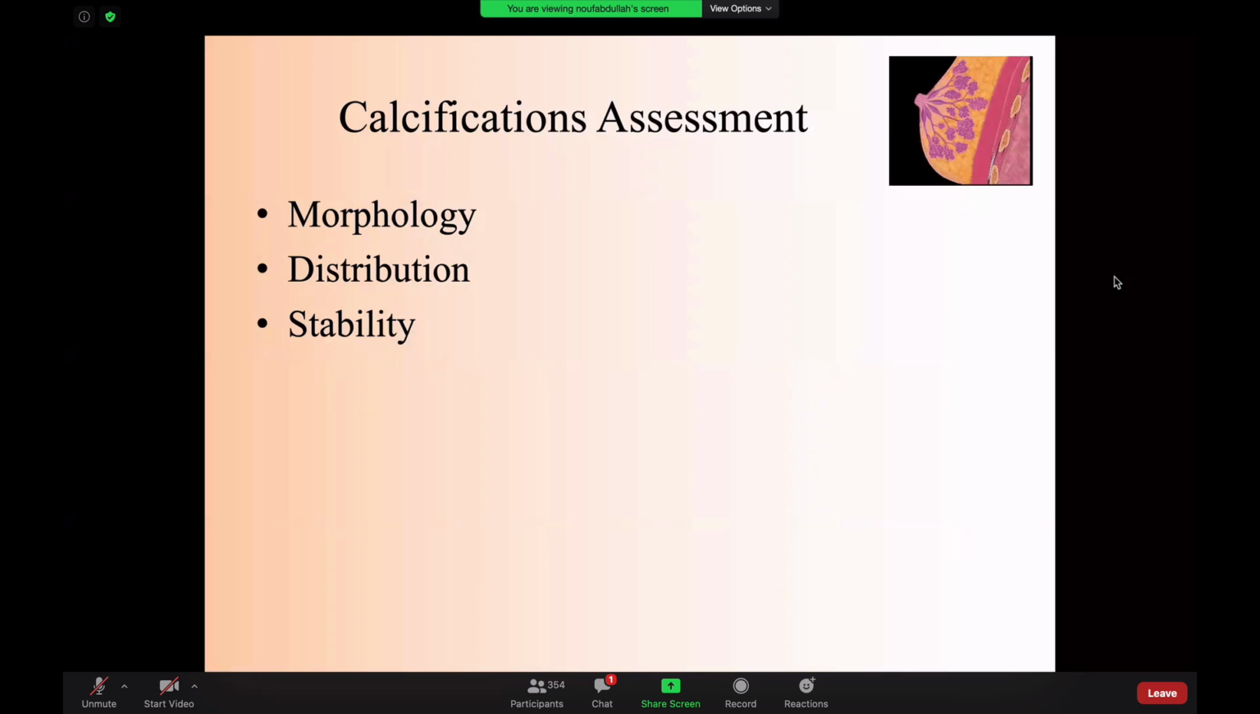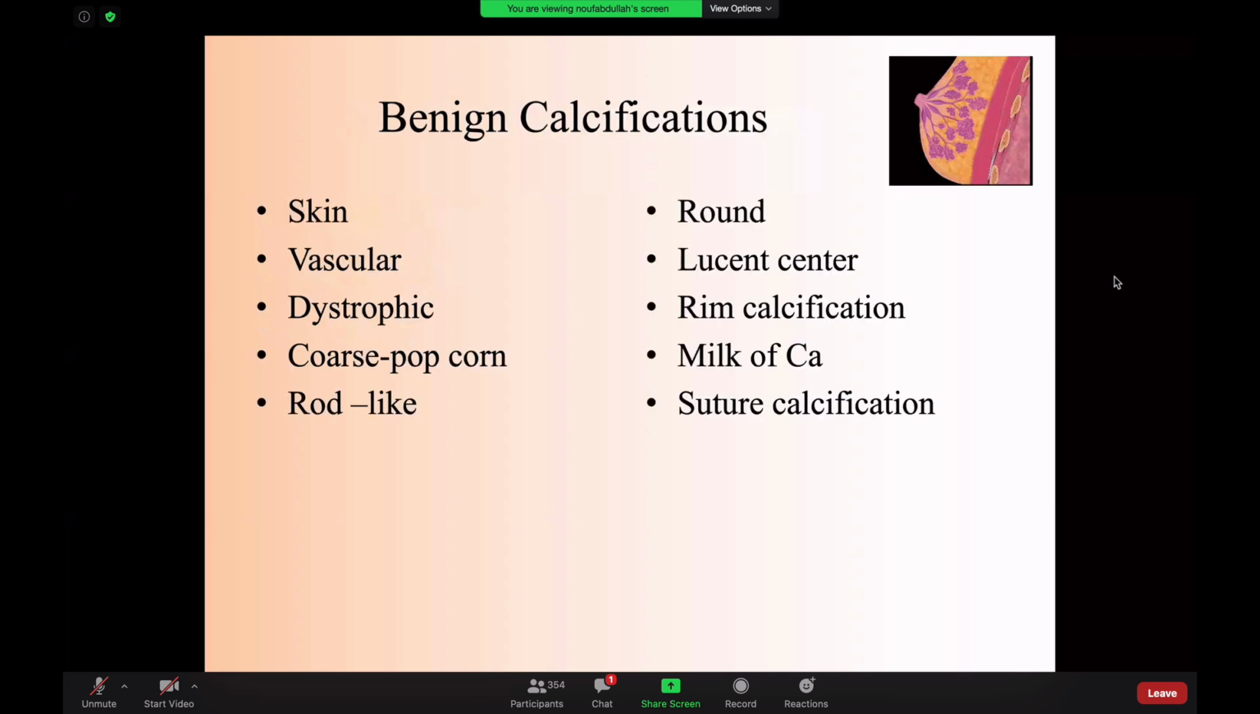So how to assess microcalcifications? As I said, you would assess morphology and distribution. And then if you have any previous imaging, stability of these microcalcifications is very helpful. If you have a previous mammogram, I want to see whether this microcalcification is stable or not, and it would be helpful. Benign calcifications are the ones that you need to memorize, and I will show you examples.